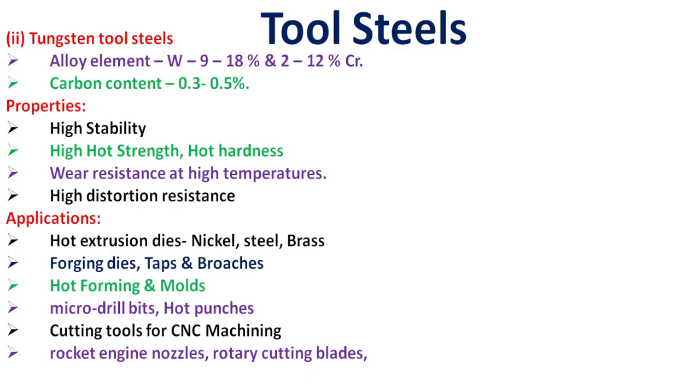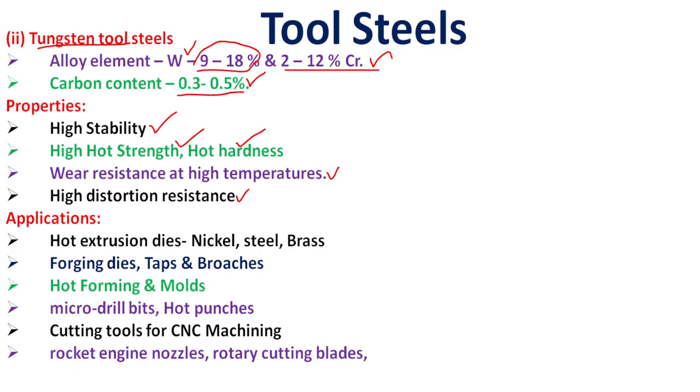The second one is tungsten tool steel. The alloy content of tungsten is 9 to 18% and 2 to 12% of chromium. The carbon content is in the range of 0.3 to 0.5%. The properties are high stability in heating conditions, high hot strength and hot hardness, wear resistance at high temperature and high distortion resistance for this tungsten tool steel.